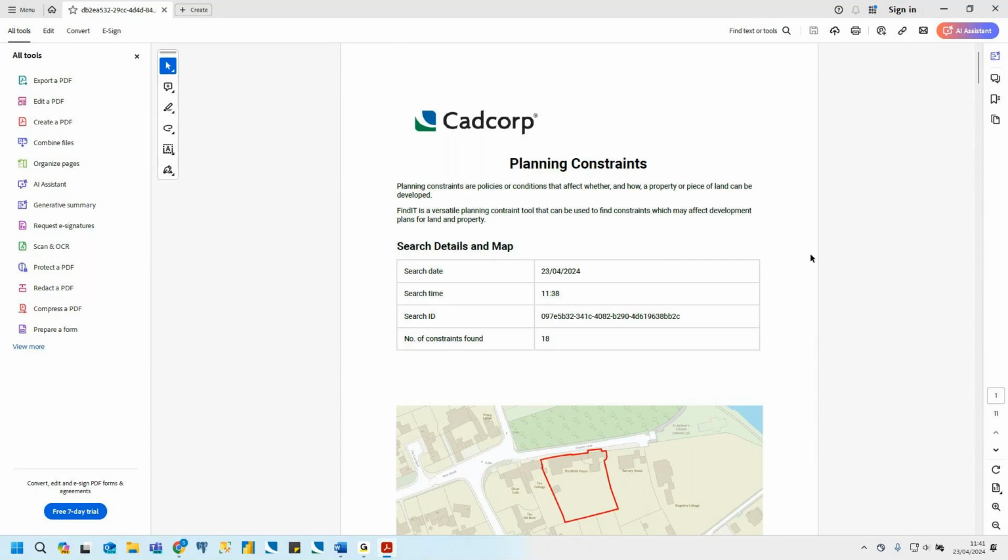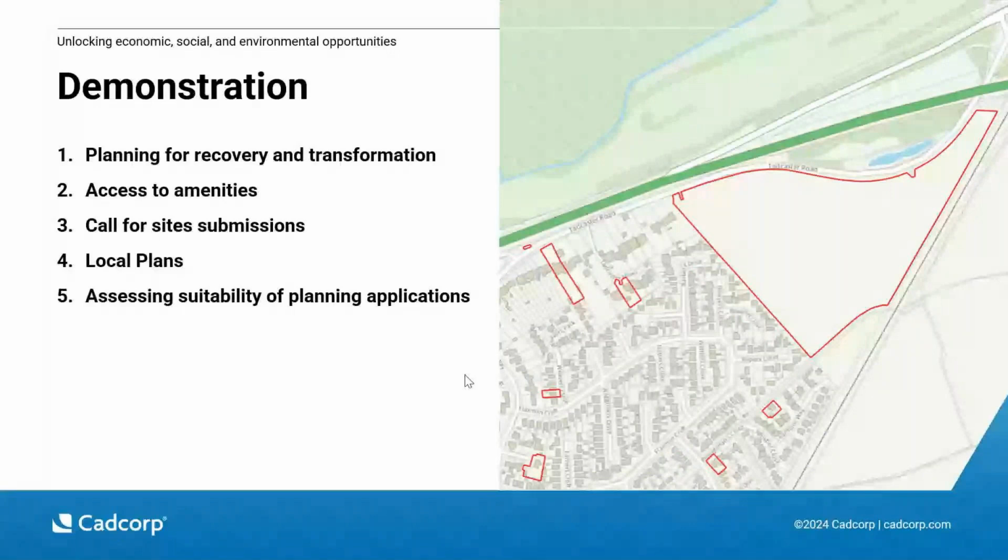And that brings me to my demonstration this morning. So yes, I've shared a lot of use case examples based on those five subject areas. Looking at economic development, we looked at access to amenities, call for site submissions, using web mapping to share your local plan mapping, and then finished off by using Find It to assess the suitability of planning applications. Thank you for watching my demonstration this morning. I'll now pass you back to Demelza for the remainder of this webinar. Thank you.